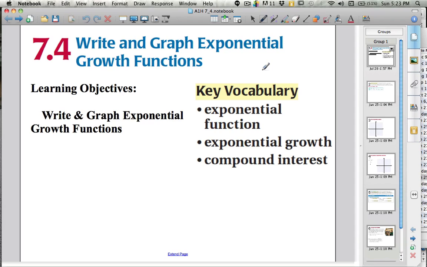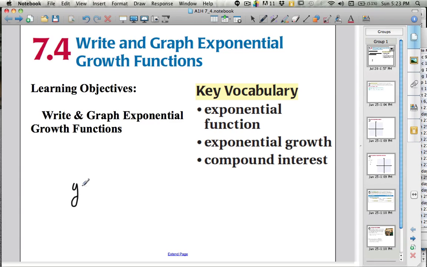In 7.4, we're going to start working with exponential functions by writing and graphing exponential growth functions. Exponential functions have two different types. They have growth functions and decay functions. So we're going to be working right now on writing and graphing exponential growth functions. And our vocabulary is what is an exponential function, what specifically is an exponential growth function, and what is compound interest.